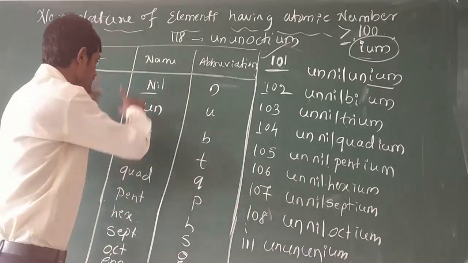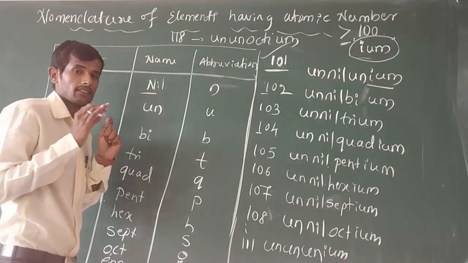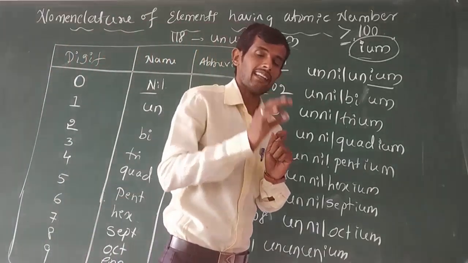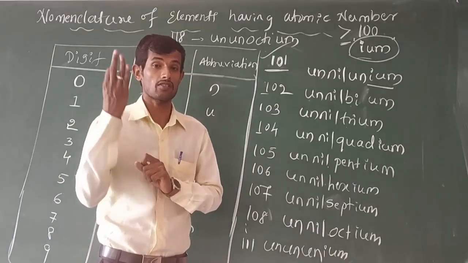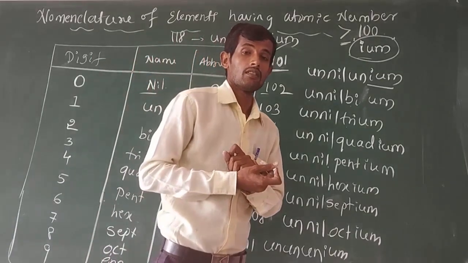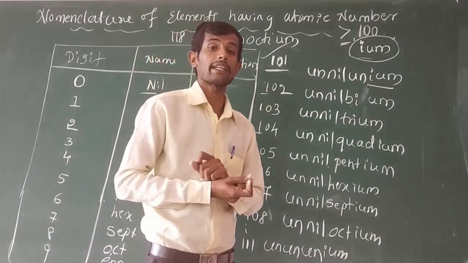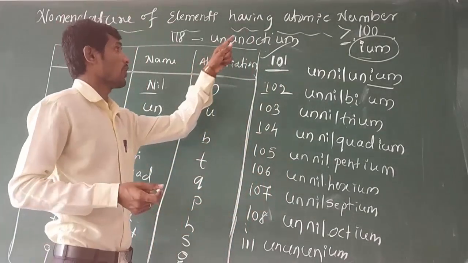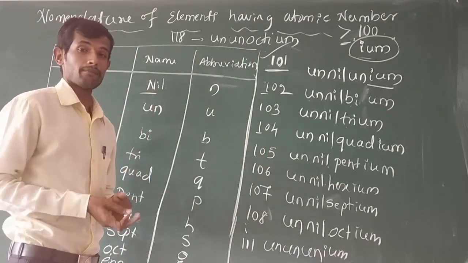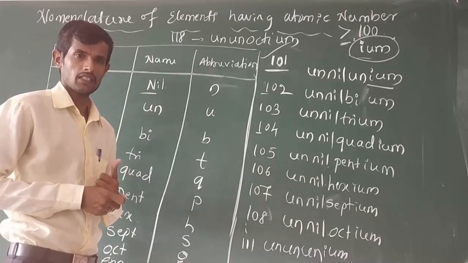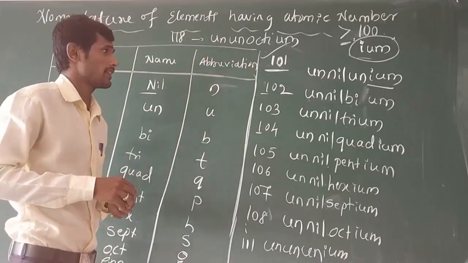Therefore, remember this chart. This is very important. The question is like this in CET: the correct name of the element having atomic number 118 is octium, septium, tritium, etc. The correct answer is octium. Is it right? Yes.